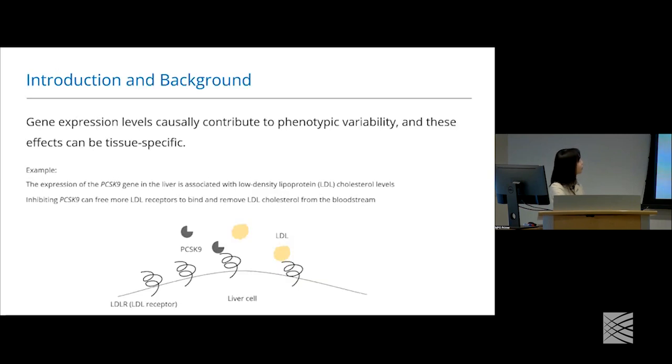So why are we interested in gene expression? Because gene expression levels causally contribute to phenotypic variability, and this effect can be tissue specific. For example, the expression levels of the PCSK9 gene in liver cells is associated with the levels of low density lipoprotein cholesterol in the blood.